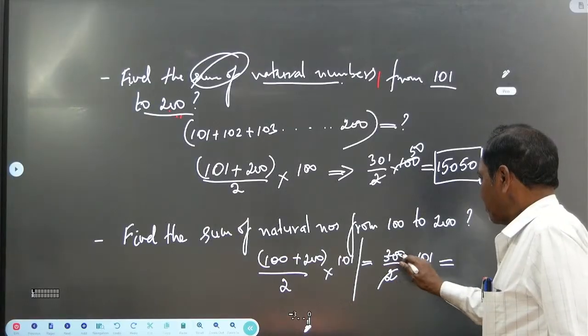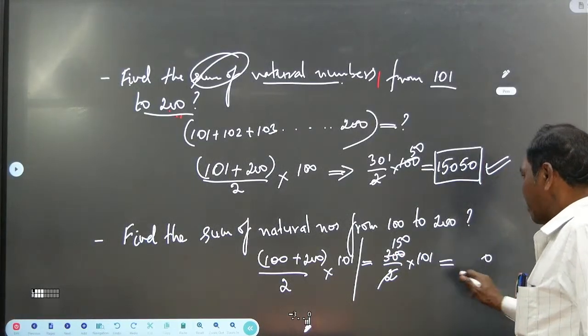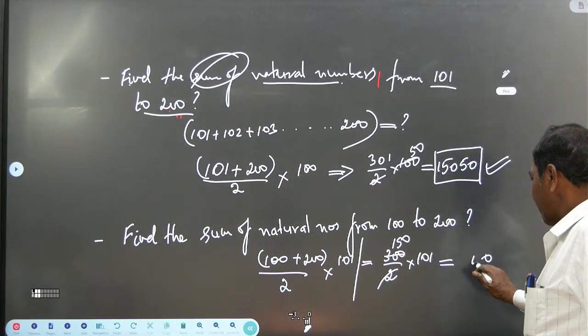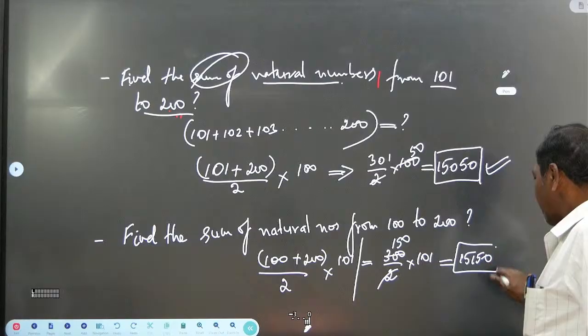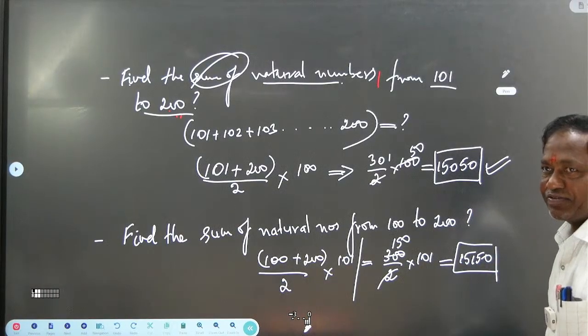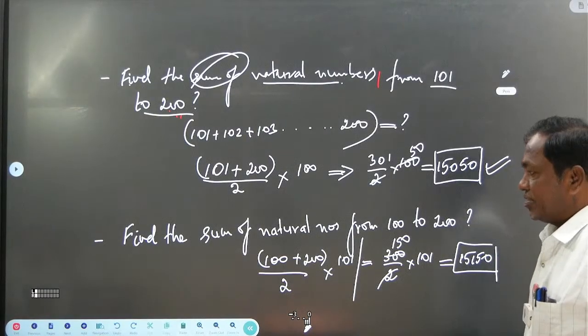So this is 150. The 0 you can keep like that, multiply with 15. 15 ones are 15. 15,050, 100 is added. 15,150. This is how it will come. Okay.